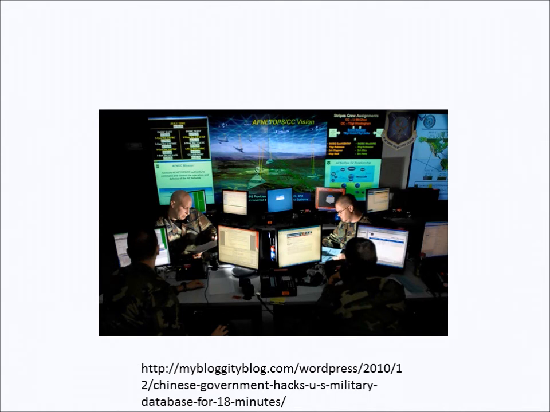But may I direct your attention to the reference that I use. This comes from an article where the Chinese government hacks the US military database for 18 minutes. That's a lot of information that can be pulled, and classified information like that is very vulnerable. Security needs to be upped, or else there's the odds that something truly disastrous could come from that.